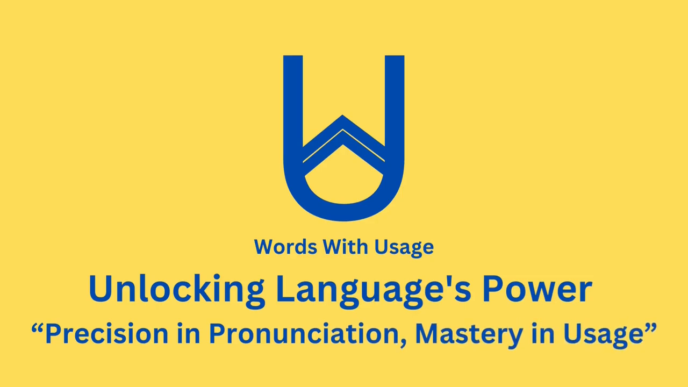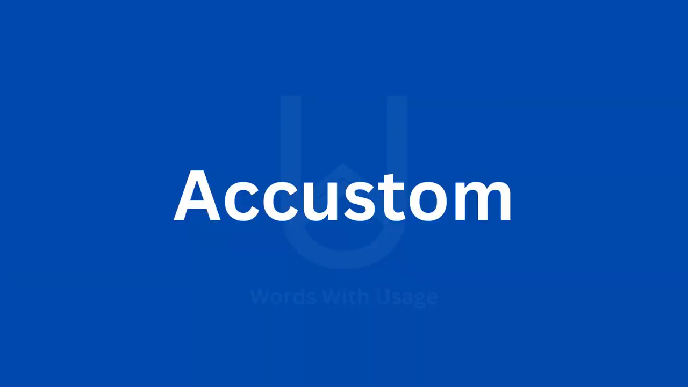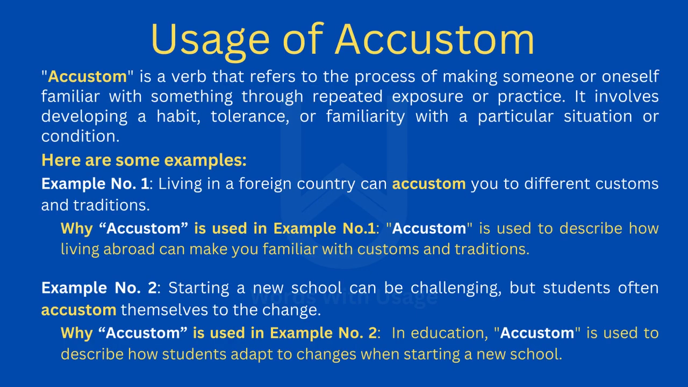In this video, the word is accustom. Accustom. Accustom is a verb that refers to the process of making someone or oneself familiar with something through repeated exposure or practice. It involves developing a habit, tolerance, or familiarity with a particular situation or condition.